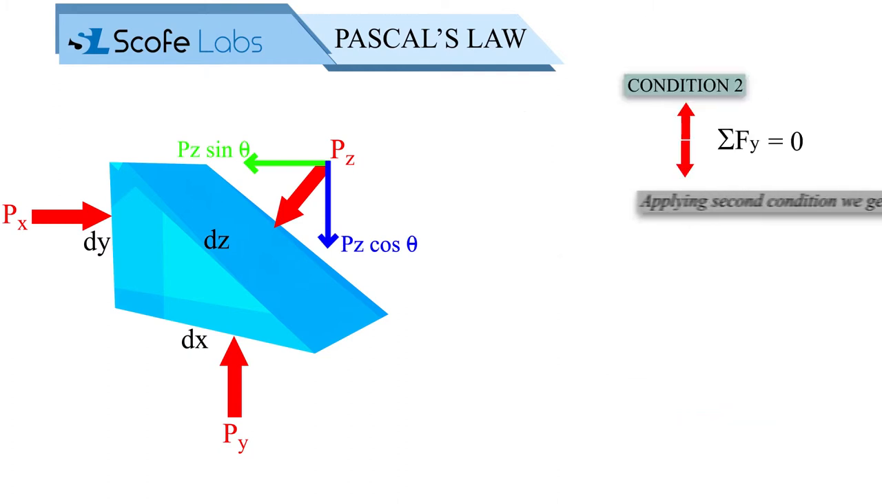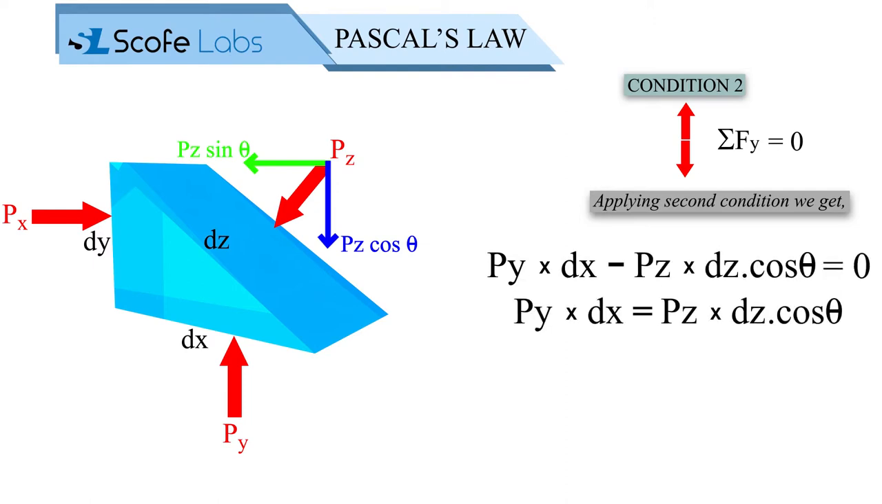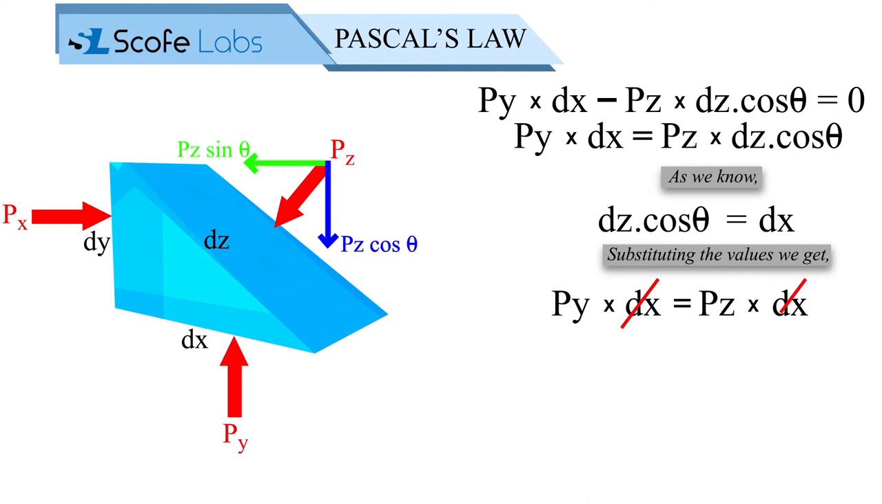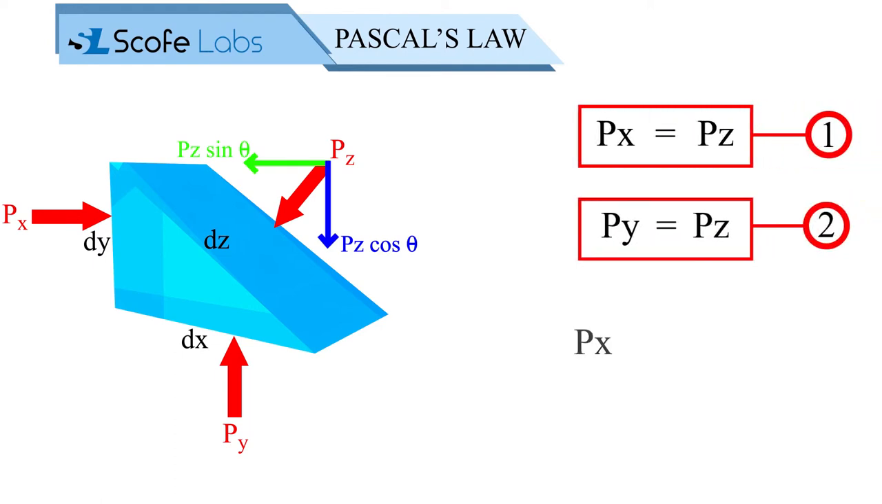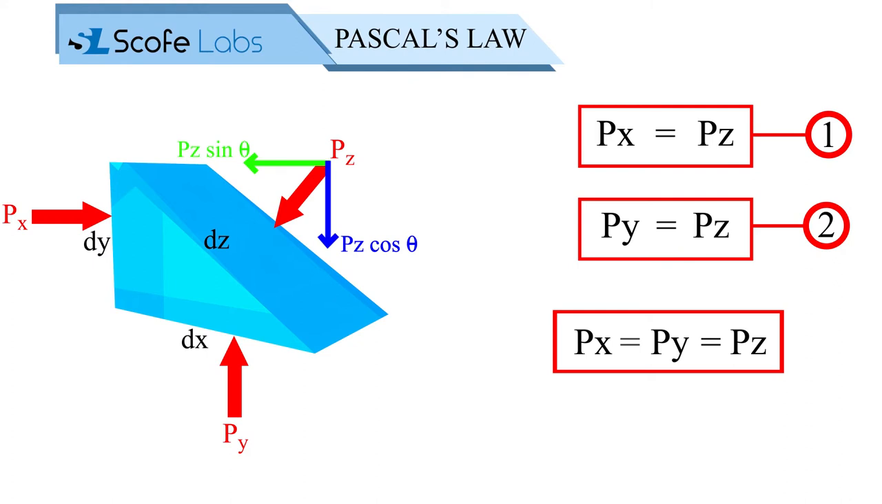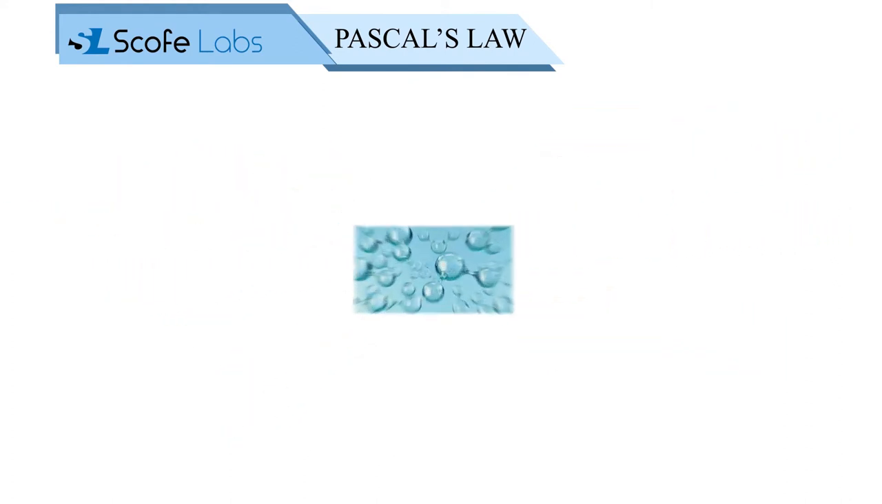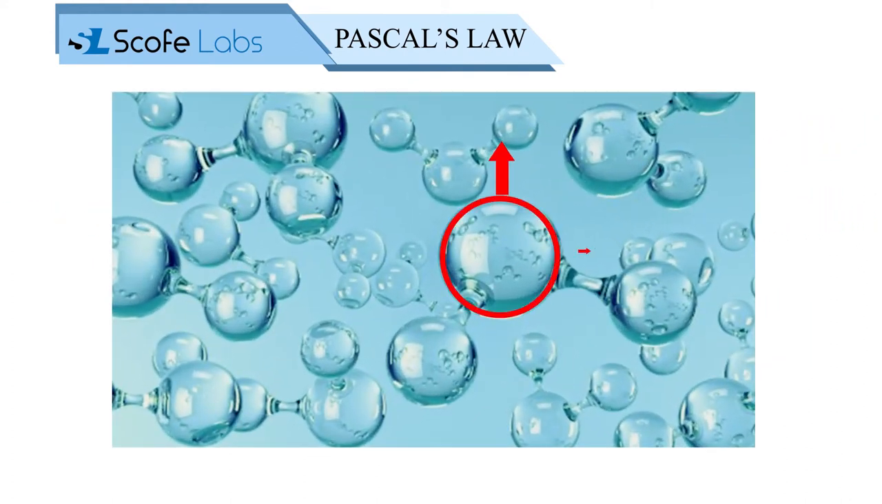Applying the second condition of equilibrium we get Py into dx minus Pz into dz into cos theta. As we know, dz into cos theta is equal to dx. Cancelling the term dx, we get Py is equal to Pz. From equation 1 and 2 we can write Px is equal to Py is equal to Pz. This implies that the pressure exerted by a fluid element is equal in all the directions.